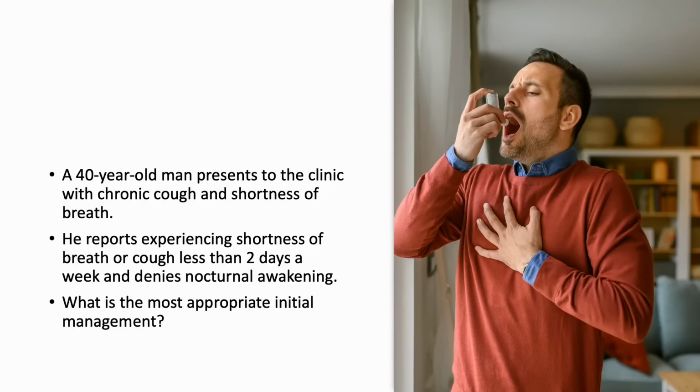A 40-year-old man presents to the clinic with chronic cough and shortness of breath. He reports experiencing shortness of breath or cough of less than 2 days a week and denies nocturnal awakening. What is the appropriate initial management? The appropriate initial management is as needed SABA or low-dose steroid plus formoterol as needed. These are step 1 therapies.